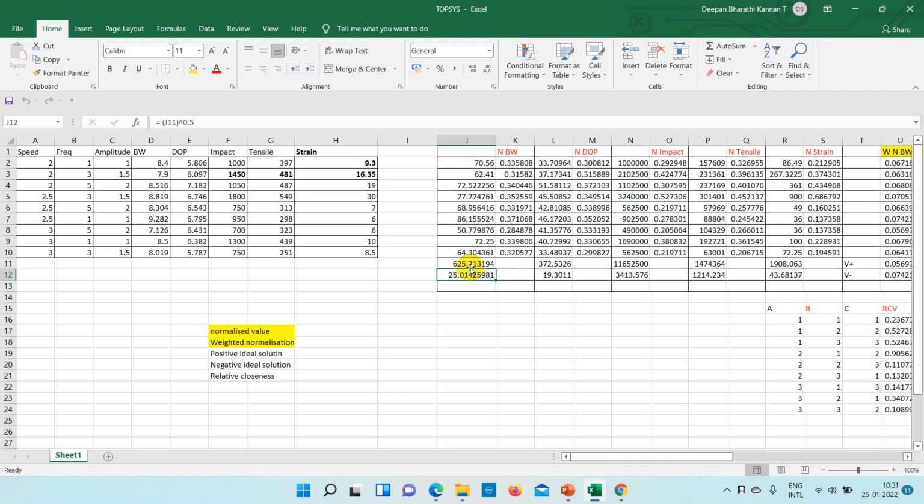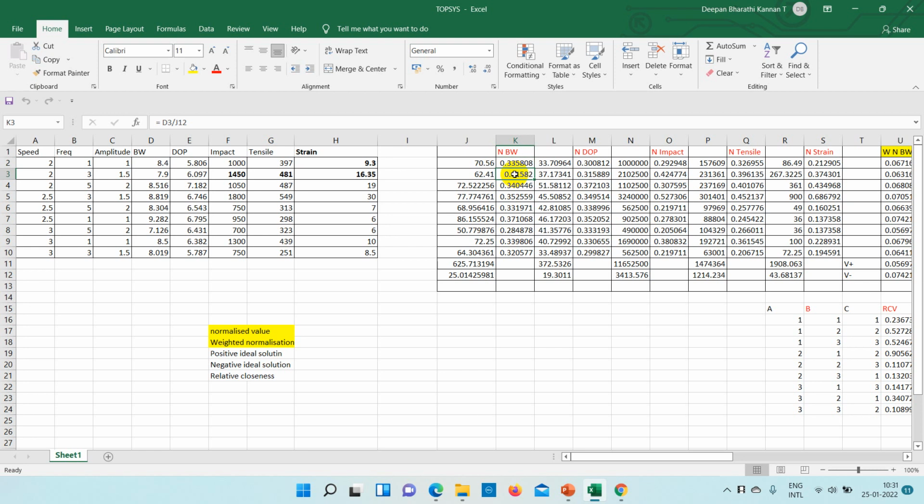Next, if you want to find the normalized value for 8.4, we just divide this 8.4 by this 25.14, and that is what we have put here. You can see in the K column, first cell, we have calculated 0.33. It is written D2 by J12, where D2 is 8.4 and J12 is this value 25.014. If you do the division, we will get the normalized value.